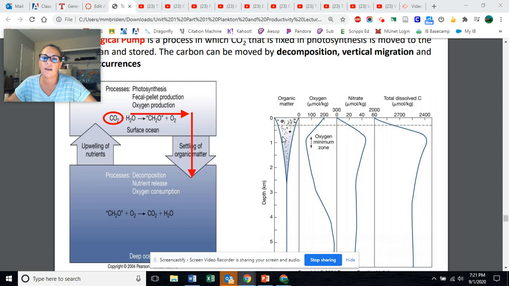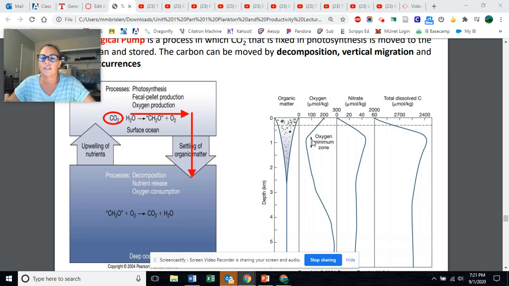We know that animals will die. We know that organic matter or bacteria will break them down, and a lot of those bacteria are going to be aerobic bacteria. So they're going to use up a lot of oxygen. So we end up with this oxygen poor zone just below that sunlit photic zone.